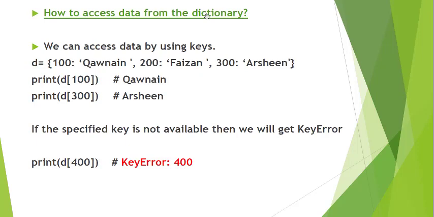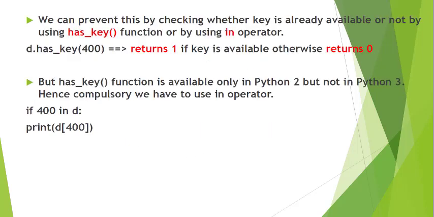Now how do you access data from the dictionary? We can access it simply by using keys. Either you print the whole d and it will print everything, or if you say d of 100, you get Conan. If you say d of 300, you get Arsheen. You have to specify the key because we don't have an index here. And if you use the wrong key, it will give a key error.